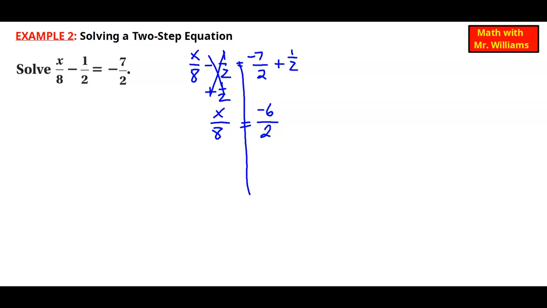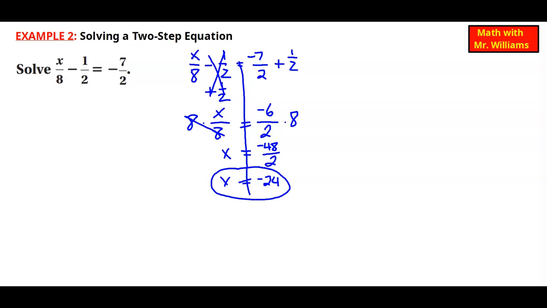All right, so now I want to get rid of the 8. The 8 is being divided, so how do I get rid of it? I multiply both sides by the number 8. This will cancel out the left, leaving me x equals negative 6 times 8 is a negative 48 divided by 2. Well, negative 48 divided by 2 will get me a negative 24. That's my final answer. All right, let's go ahead and check it.